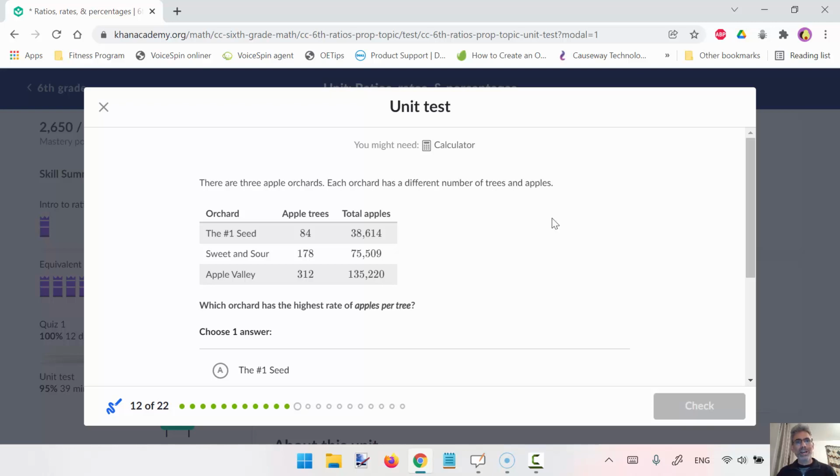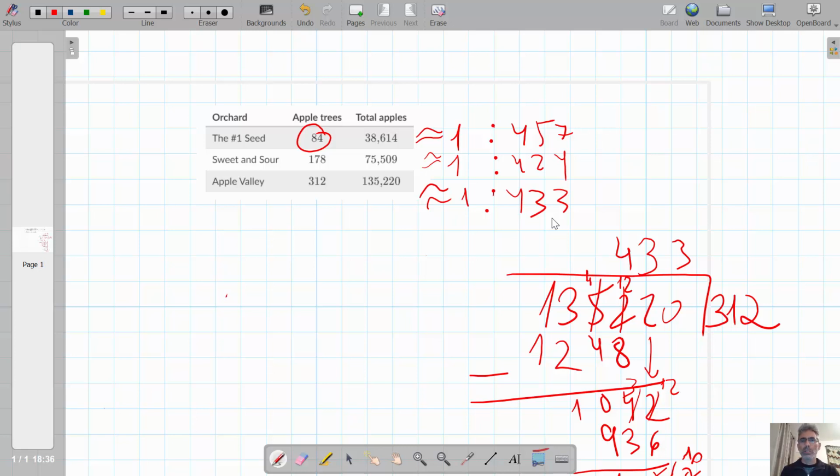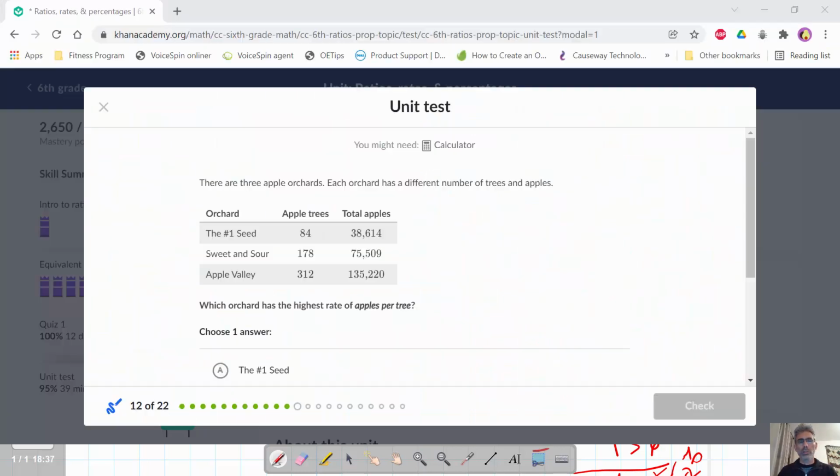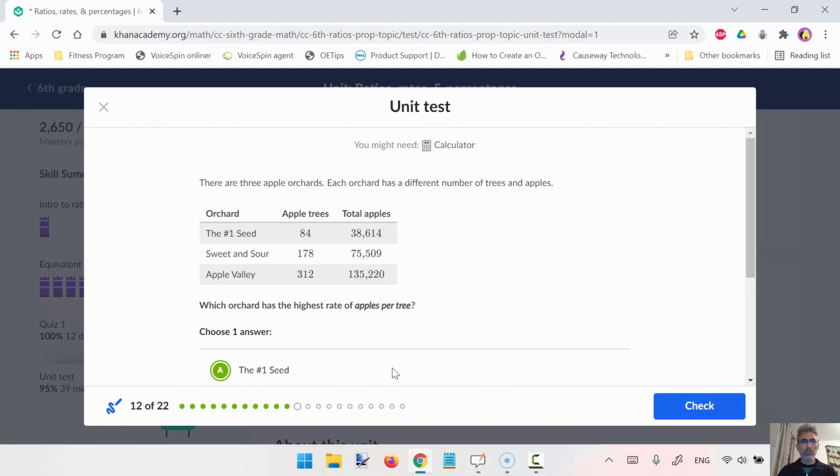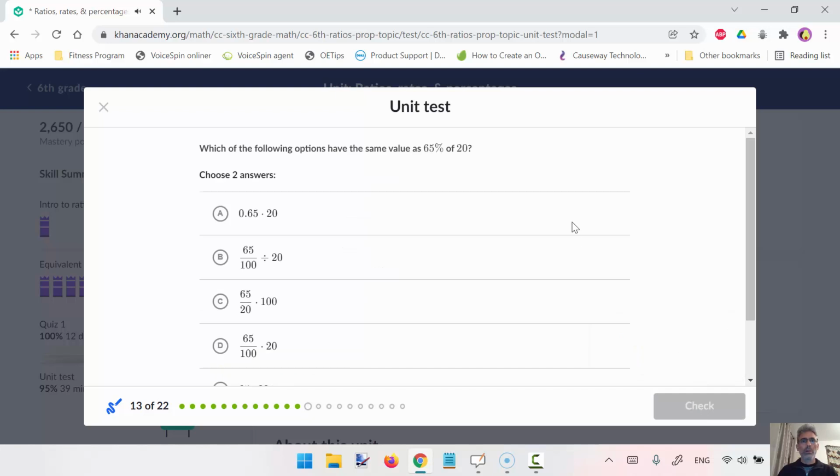So, which orchard has the highest rate of apples per tree? Apples per tree. This orchard has the greatest number of apples per tree. The number 1 seed. Yay! Okay.